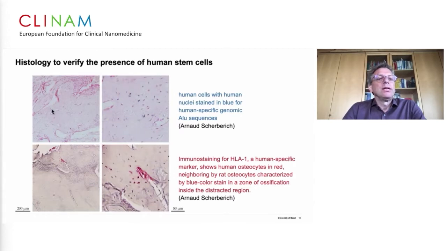This is a zoom in from a certain area here. And he has also done the immunostaining for HLA1, a human-specific marker. And you see it here in red, with this part a zoom in from that one. So we can really say that there are osteocytes present.